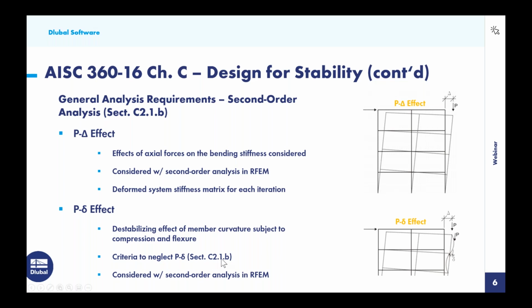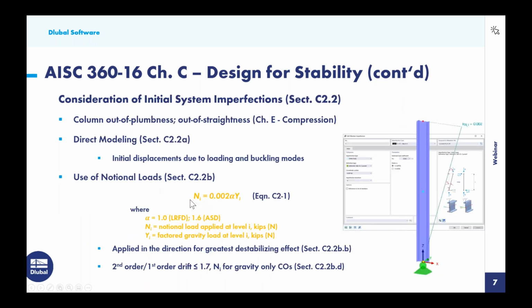Now in section C2.1b, there are some provisions laid out if we want to neglect P little delta. So if you fall into this category with your structure, then P little delta may not be a concern. Within RFEM, P little delta is also automatically considered with a second order analysis. You do not need to further submesh the member. You do not need to add additional nodes along the length of the member. Everything is automatically accounted for internally with the differential equations applied to each element for a second order analysis to account for P little delta. So I'll show you in a minute how we can apply those settings, but let us continue.